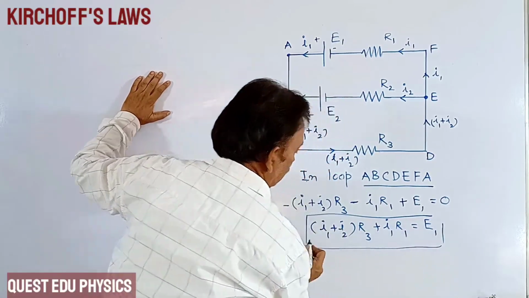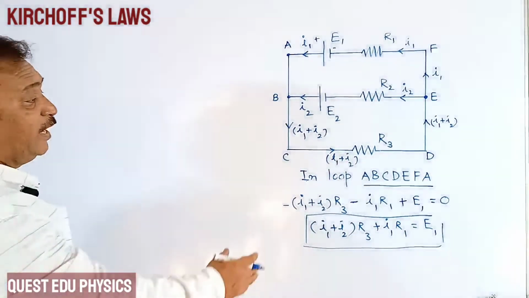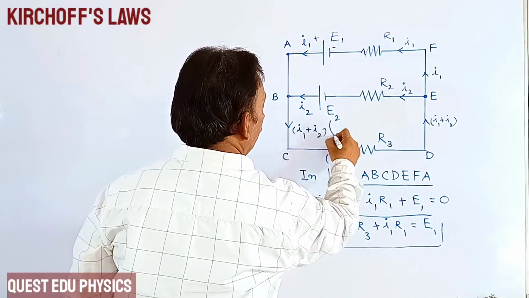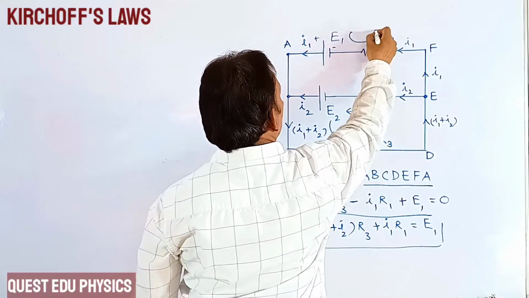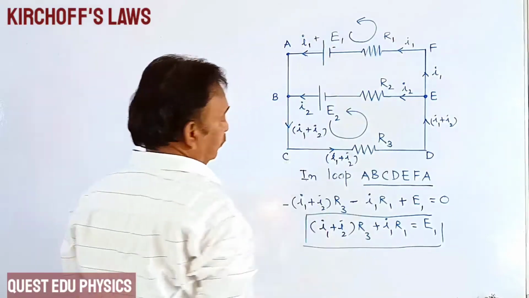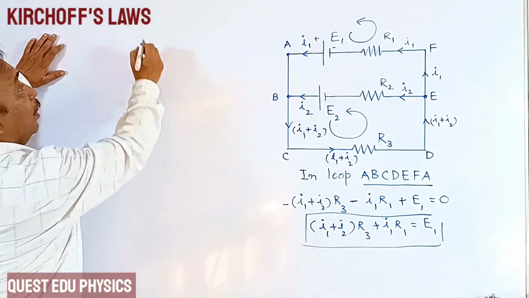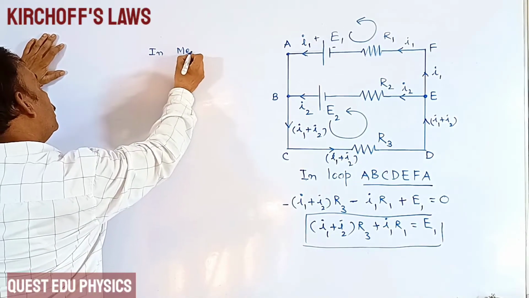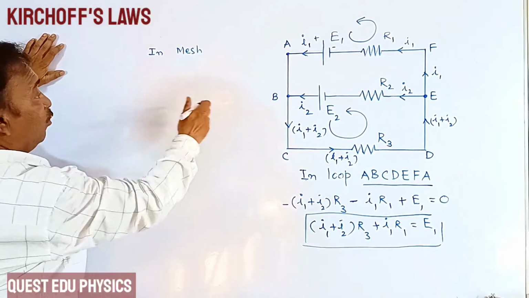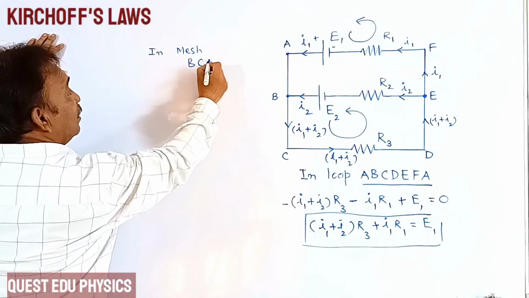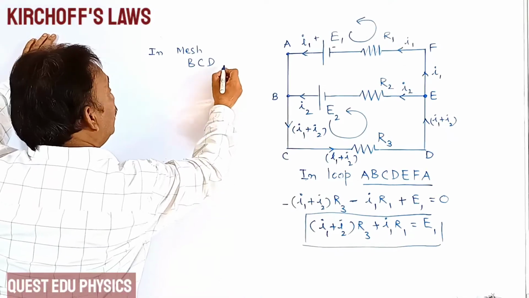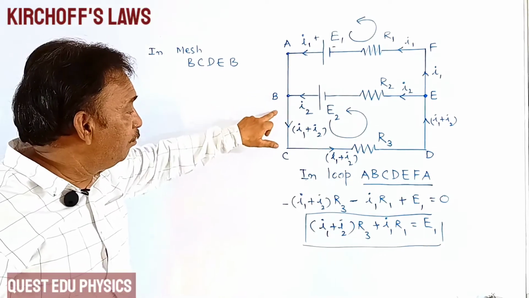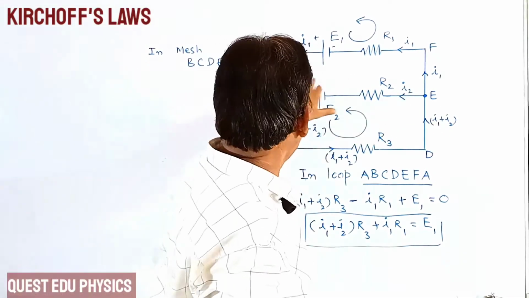This is another form of the equation. In the same way, I'm taking this other mesh. I'm doing the same thing, moving in the anti-clockwise direction here also. I'm taking the loop, or mesh, B, C, D, E, B. Okay, students. I'm traversing from B, C, D, E to B again.